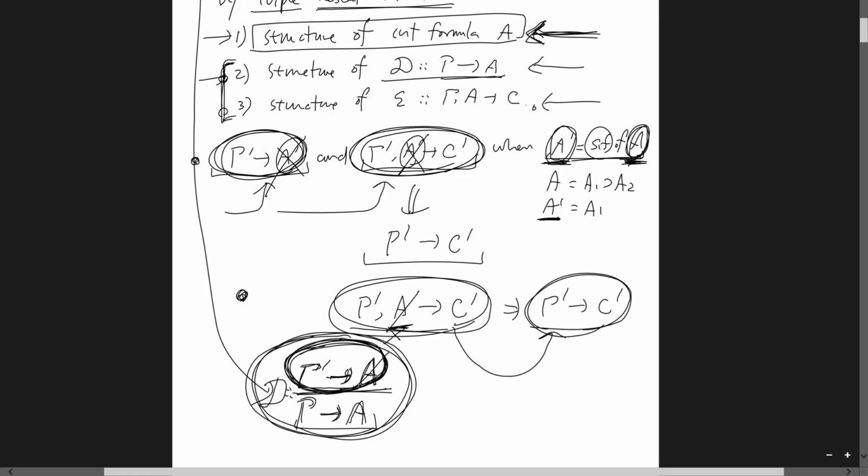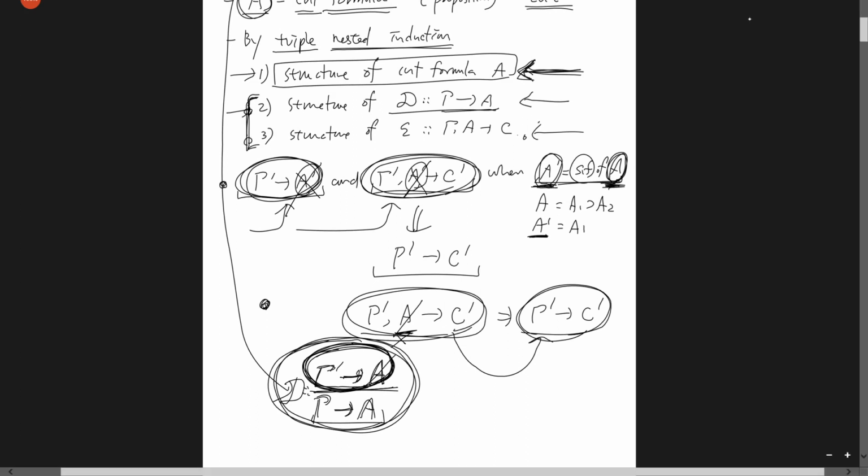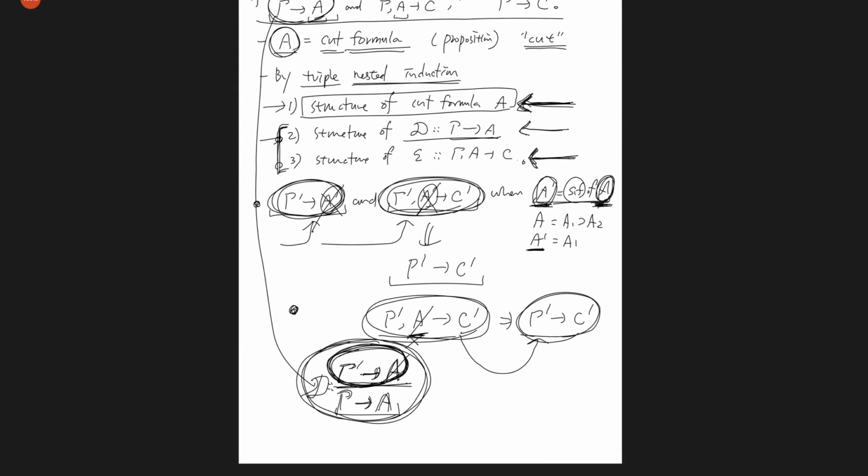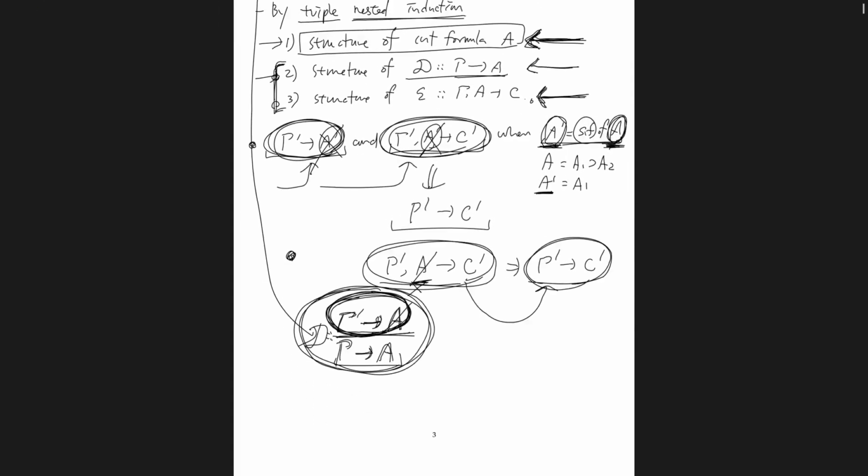And finally, what about the third case? In this case, the cut formula is the same, and the first sequent has precisely the same structure, but the second proof is strictly smaller. So what that means is that we have something like this. For example, we have gamma right arrow A and gamma A right arrow C.